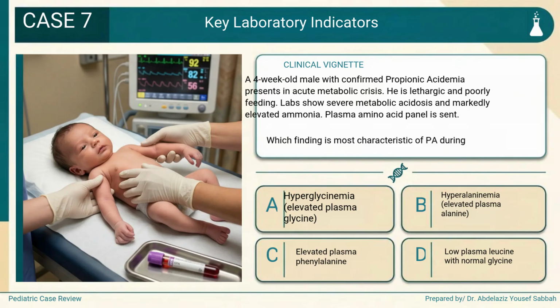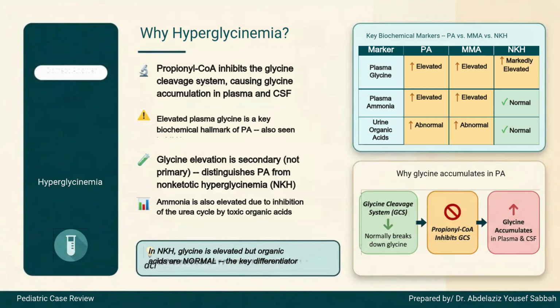Option A, hyperglycinemia, meaning elevated plasma glycine. Option B, hyperalaninemia, meaning elevated plasma alanine. Option C, elevated plasma phenylalanine. Option D, low plasma leucine with normal glycine. The correct answer is option A, hyperglycinemia, meaning elevated plasma glycine.